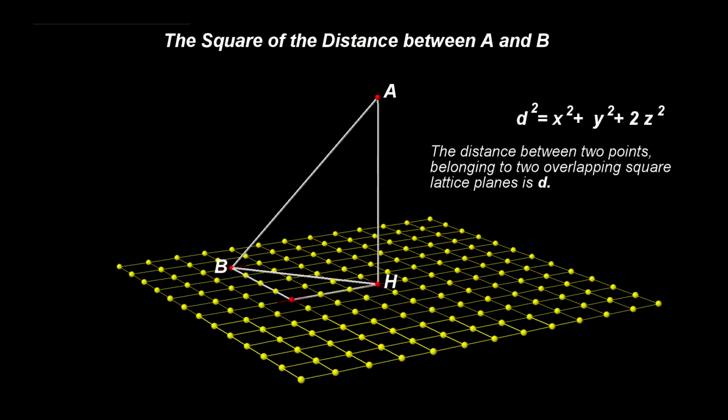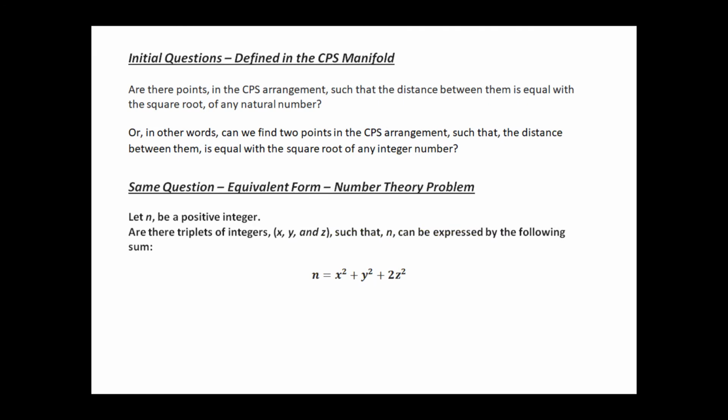This allows us to extend our established expression for the distance between point A and point B to any 2 points belonging to the CPS manifold, without doing any change to it. This expression is true for any 2 arbitrary points from CPS, and it is the expression we will use in the next step of our investigation. Of course, x, y, and z are natural numbers. D² is also a natural number.